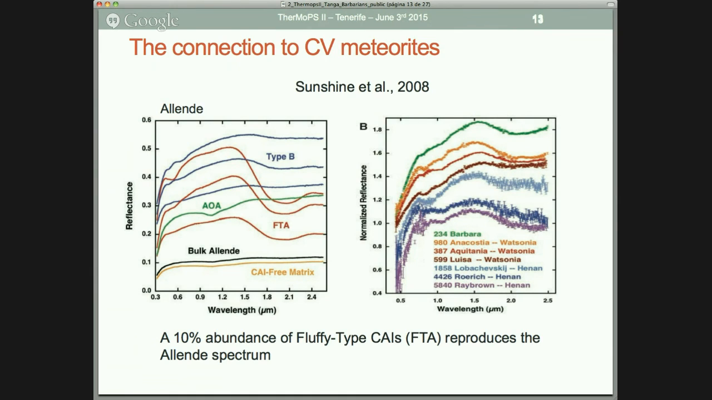So the unaltered fluffy type is called FTA here. Type B is something that has already been thermally altered, melted, so it has a very different spectrum. And this flat spectrum is the bulk Allende, if you take everything together. So by combining these components, you can try to fit the spectra of barbarians.